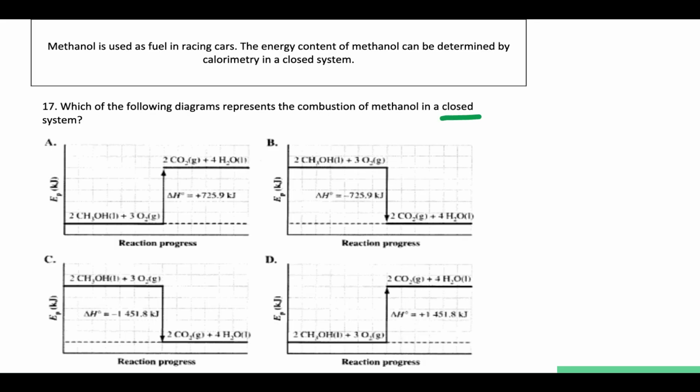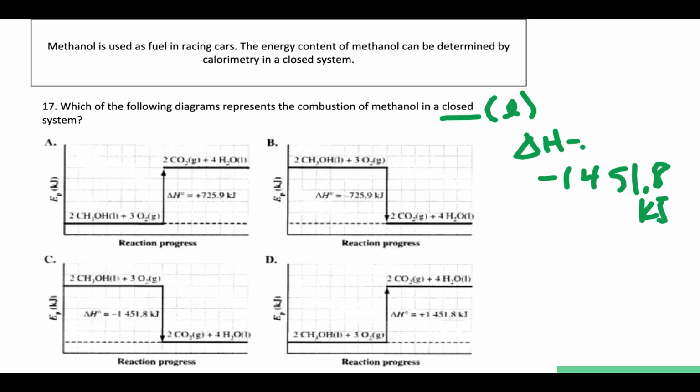Question number 17, looking at methanol, which of the following represents the combustion of methanol in a closed system. If it's a closed system, you're going to get a liquid product for water. So you could do Hess's Law short and see which values work out. And when you use Hess's Law short, you'll find out that the delta H of the reaction is negative 1,451.8 kilojoules. So the reaction that does support it would be C.